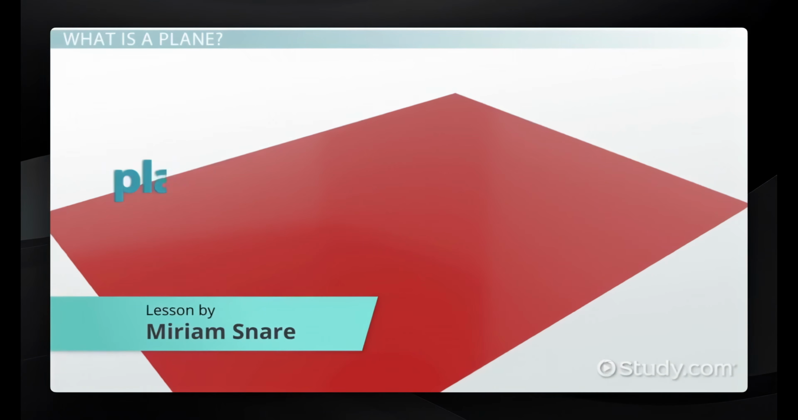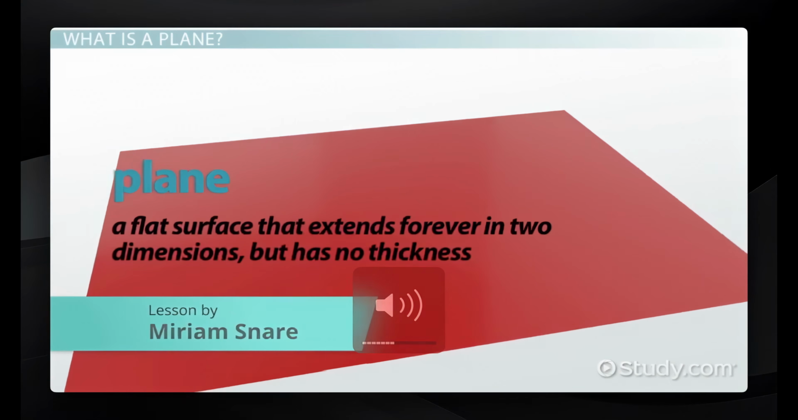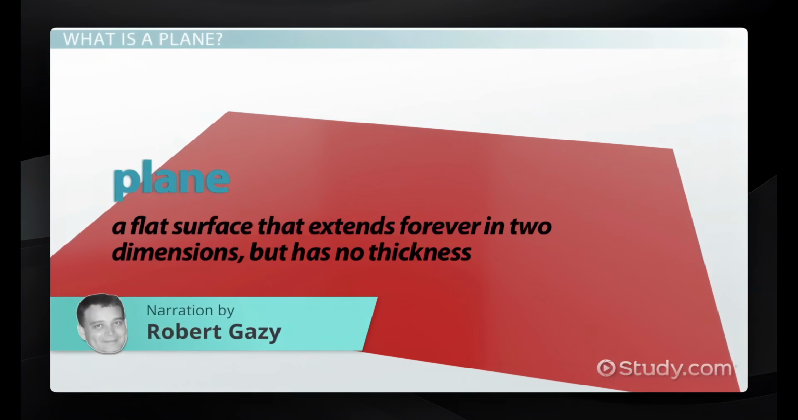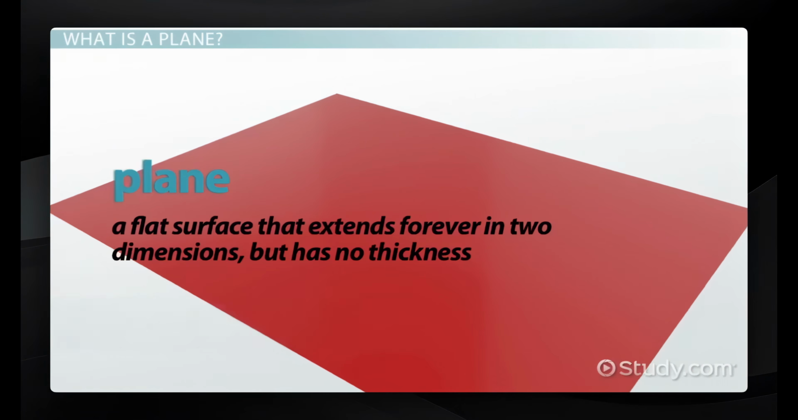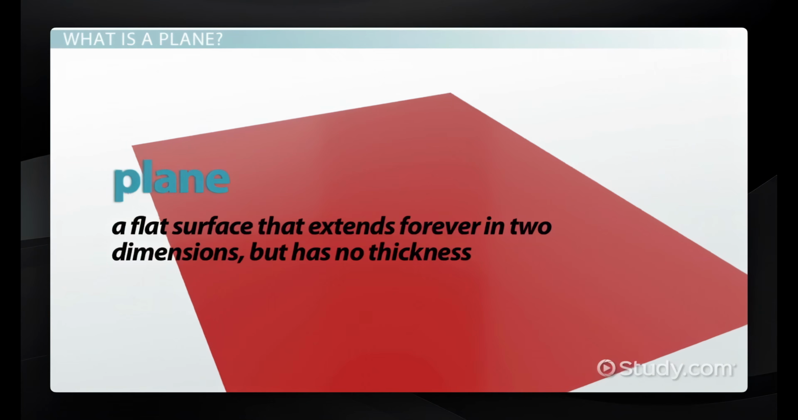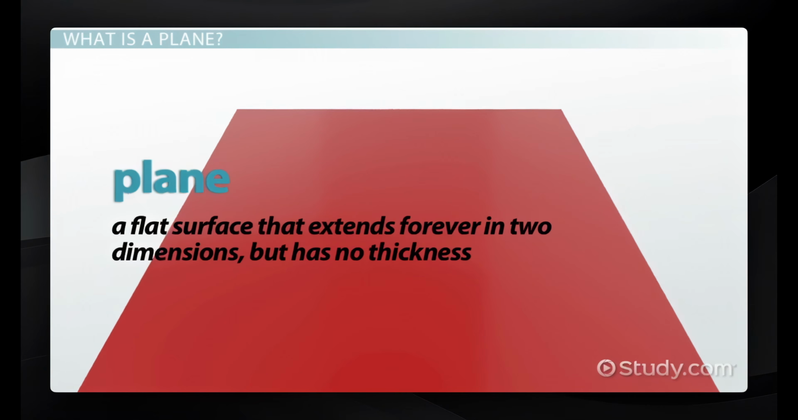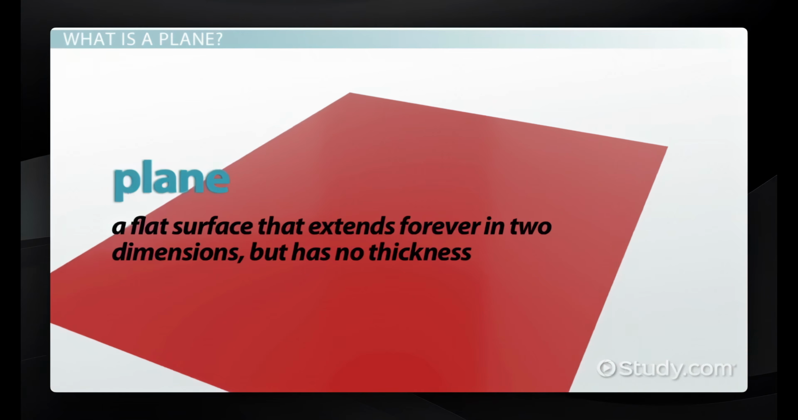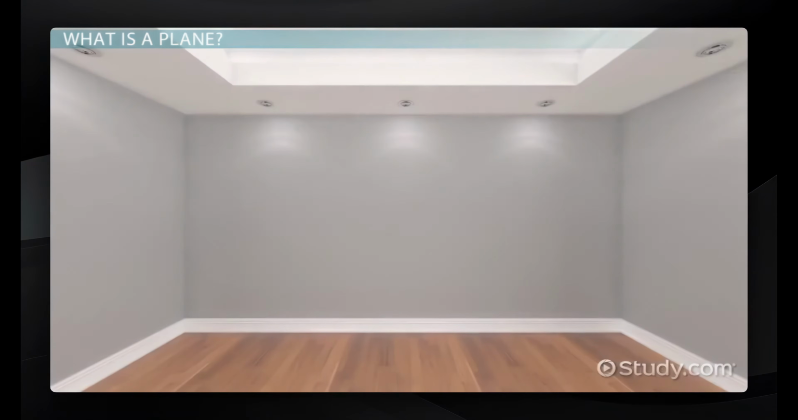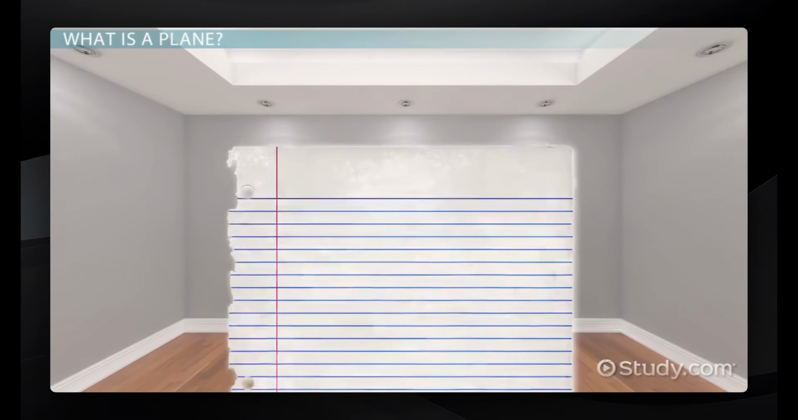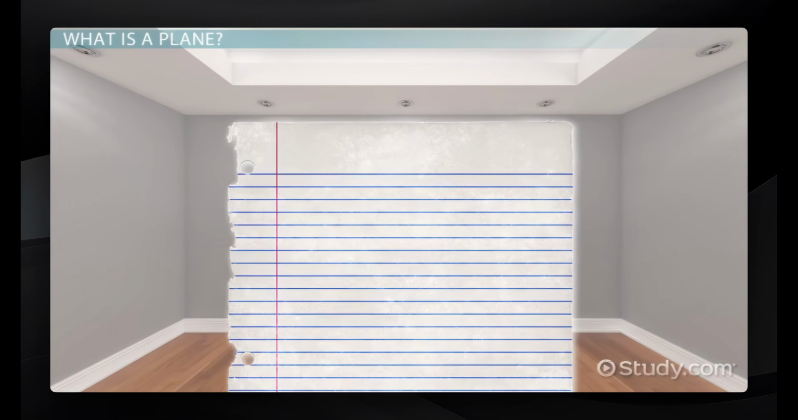In geometry, a plane is a flat surface that extends forever in 2 dimensions but has no thickness. It's a bit difficult to visualize a plane because in real life there is nothing that we can use as a true example of a geometric plane. However, we can use the surface of a wall, the floor, or even a piece of paper to represent a part of a geometric plane.